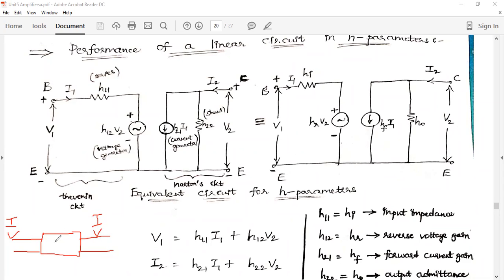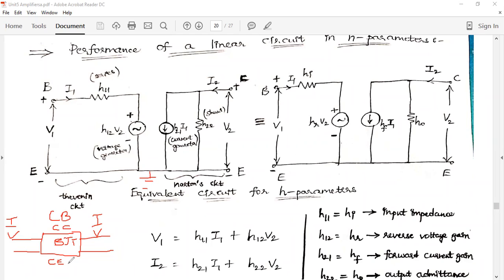Let this be the transistor, a BJT transistor. If I am considering it as common emitter configuration, I will take the terminals like this. The common emitter terminal is going to be grounded like this. If I am considering common base, I will take the middle as the transistor, and common collector is also possible. H parameters can be explained with respect to common base, common emitter, and common collector also.